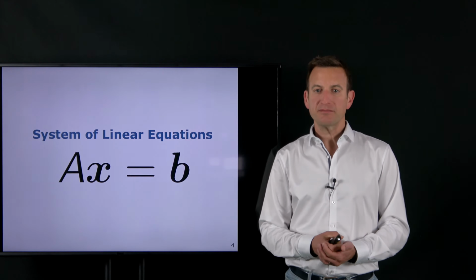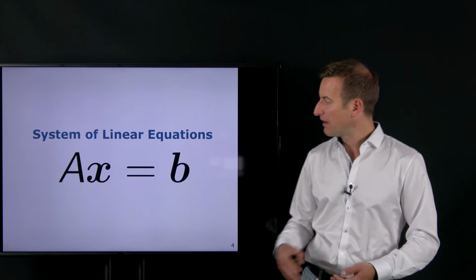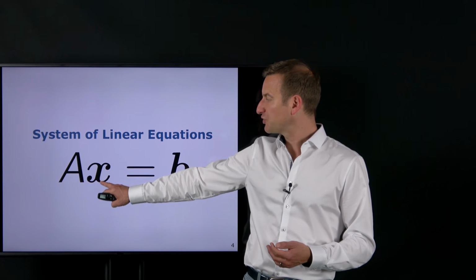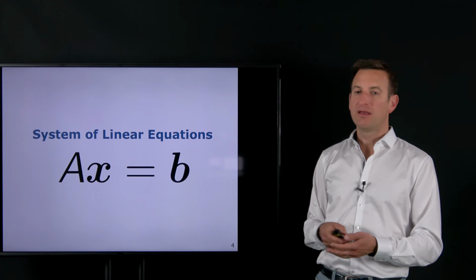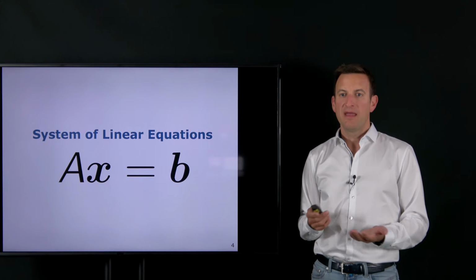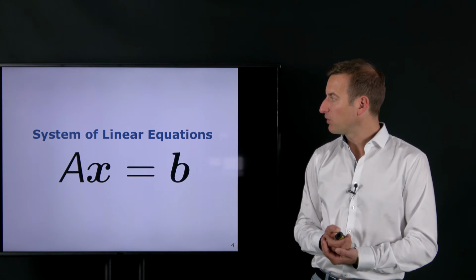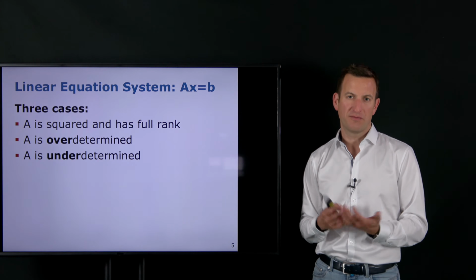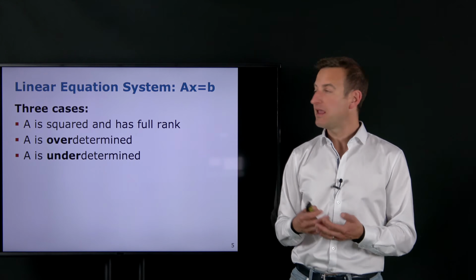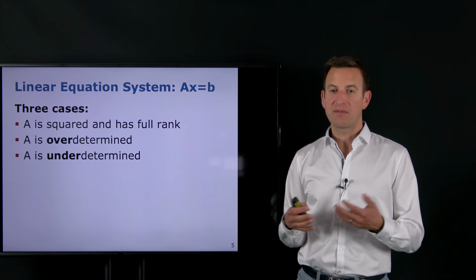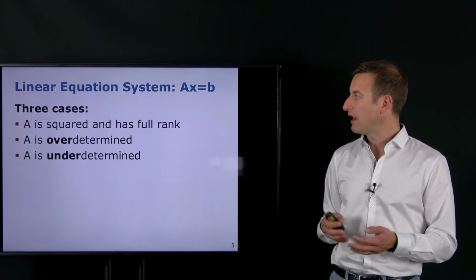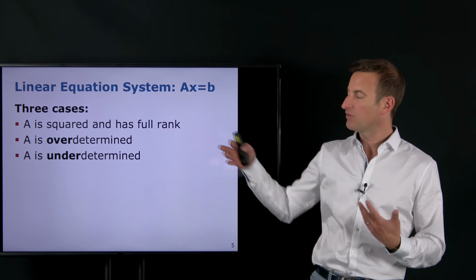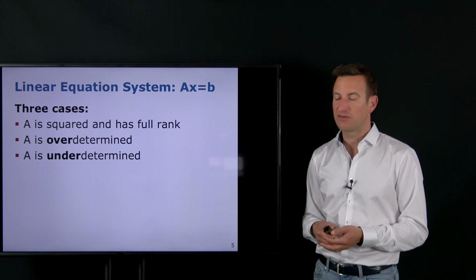Ax equals b. Solving a system of linear equations. So we have the form where A is a matrix, x is a vector, b is a vector, and we want to know how x should look so that A times x is equal to b. And in order to solve Ax equals b, there are certain things that we need to take into account. So basically 3 cases. The first case is that A is a square matrix, so the same number of rows and the same number of columns, and it has full rank. So this is the case which typically leads us to an exact solution if it exists.